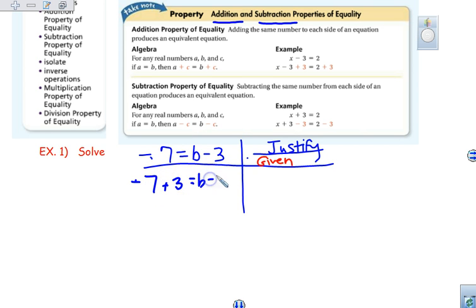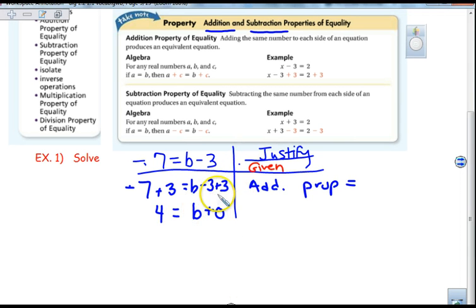This gives us b minus 3 and then plus 3. So if we are adding that to both sides, that is our addition. The reason is the addition property of equality. Now, after we add that, on this side we get 4 simplified. On this side, we might write it as b plus 0. So what happens when you add the -3 and 3? You get 0. And the property that we are talking about is called the inverse property.